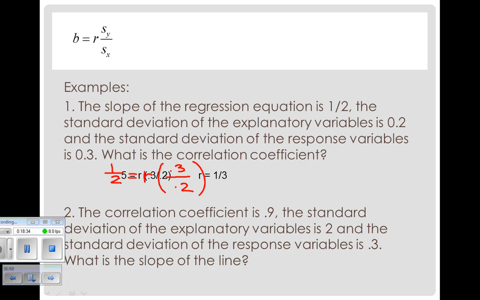Sorry about that, but I got an r to be 1/3. Okay, the correlation coefficient is 0.9. The standard deviation of the explanatory variables is 2. The standard deviation of the response variables is 3.3. And what is the slope of the line? So you can just plug that in and get 0.135.